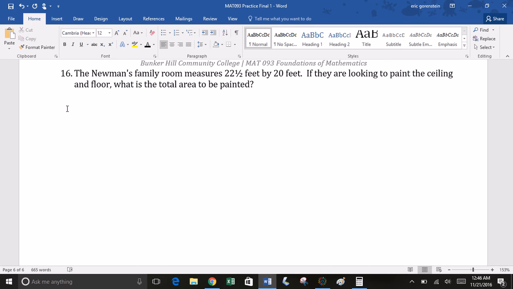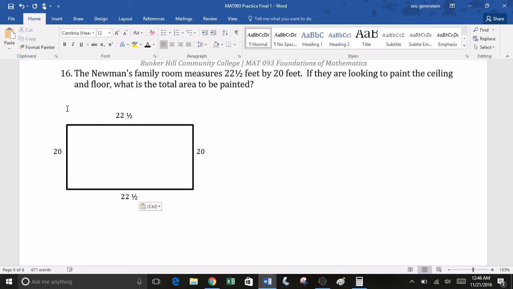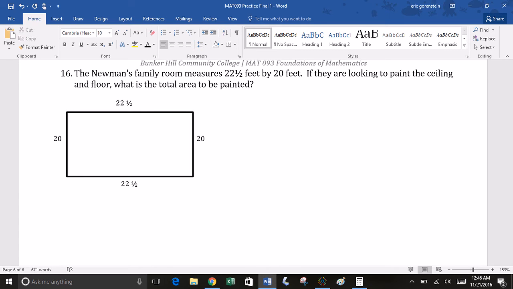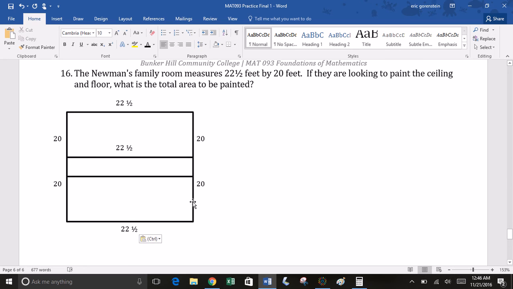Whenever you can visualize the problem, whenever you could draw a sketch to represent the problem, I always think that's a good idea. So let's go ahead and draw the floor. Okay, so there's the floor. The floor measures 22.5 by 20, and if we are painting the floor and the ceiling, well, there's going to be two of these.